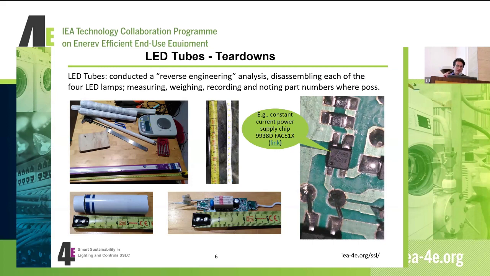And just one of the photos here, just for fun, you can see on that circuit board, this little black chip. It's a constant current power supply. You can read the number on the chip, 9938D FAC 51X. And then there's the word link. If you click on that link, you can find that product for sale. So we were able to verify a lot of the parts. And then from those specifications, you can get a little bit more information about them as well. So we went down into the weeds on these LED tubes.